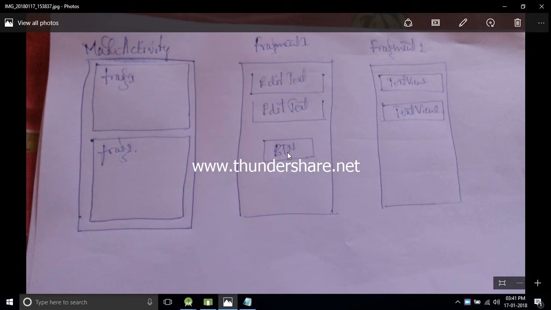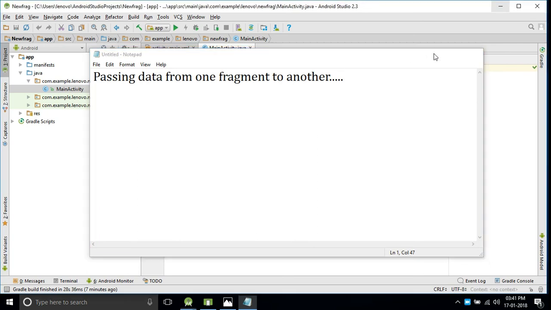When I enter something into both edit text boxes and click on the button, both will be visible in fragment 2. This is our design, and both fragments will be in the main activity only. For this we'll take a new project.